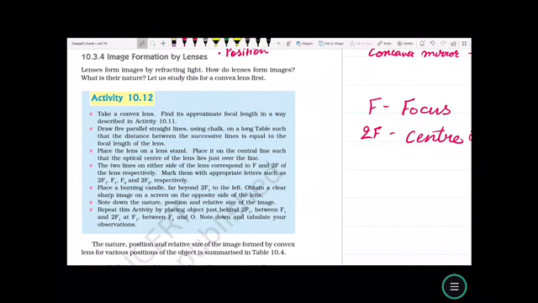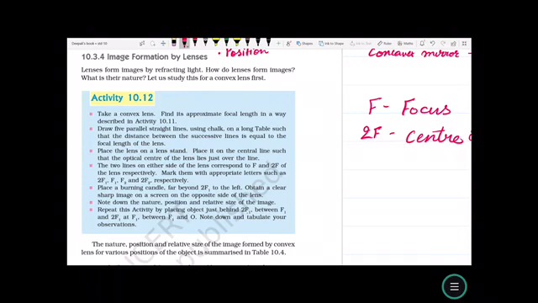Place a burning candle far beyond 2F1 to the left. Obtain a clear sharp image on the screen on the opposite side of the lens. Note down the nature, position and relative size of the image. Repeat the activity by placing the object behind 2F1, between F1 and 2F1, at 2F1, between F1 and O. Are these the same positions as we took for the concave mirror?